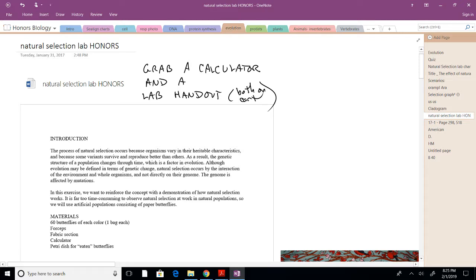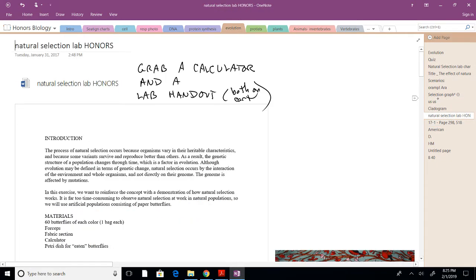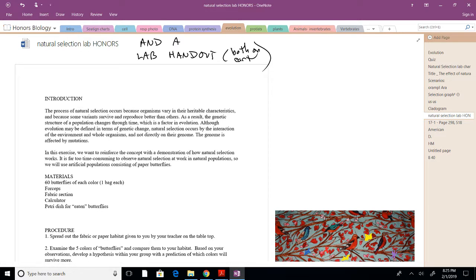So, we're going to be modeling natural selection in a population of butterflies. And the butterflies in this case are going to be little paper cutouts. One year we spent some time punching out these little butterflies in different colors. So, one thing you'll notice when you read the lab, butterflies of each color.